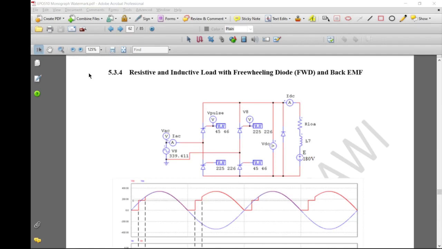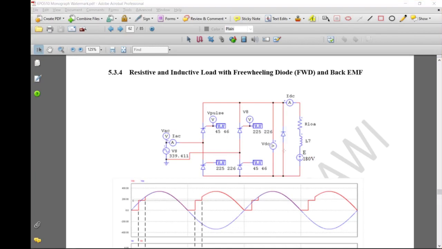Last Thursday, we stopped at the resistive and inductive load with freewheeling diode, and we have the back EMF at the output to look into the analysis if you have the DC motor as the load for your control rectifier. So we have a single phase control rectifier, and at the output we have this DC motor, and we use the freewheeling diode to remove the negative area. Remember, we have this negative area. So we want to remove that negative area, and therefore we use the freewheeling diode, right?